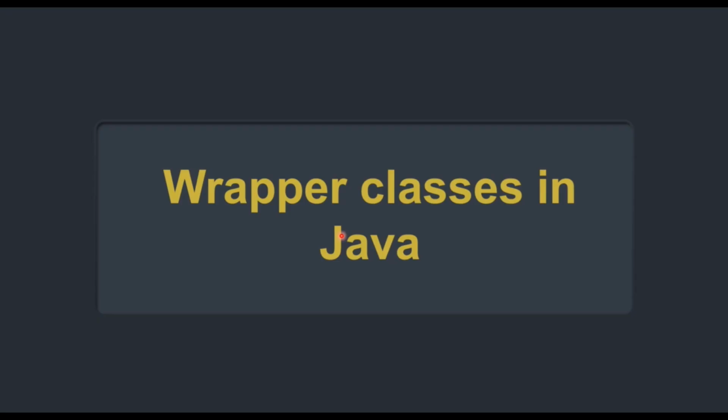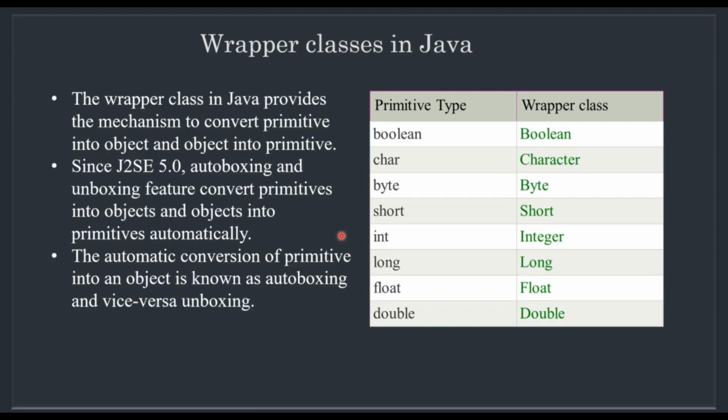Here the topic is wrapper class. Wrapper classes in Java. A wrapper class in Java provides a mechanism to convert primitive into object and object into primitive. We all know that Java is an object-oriented programming language.